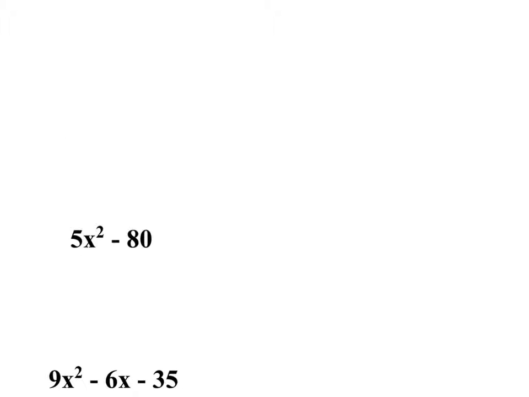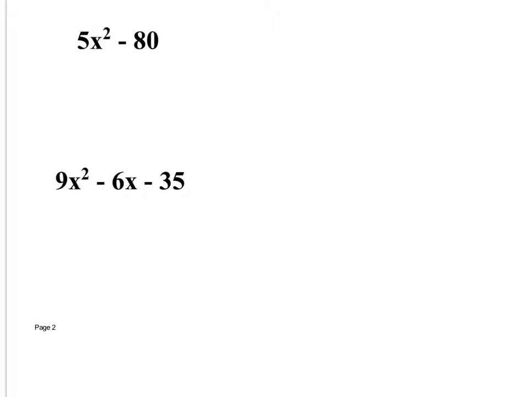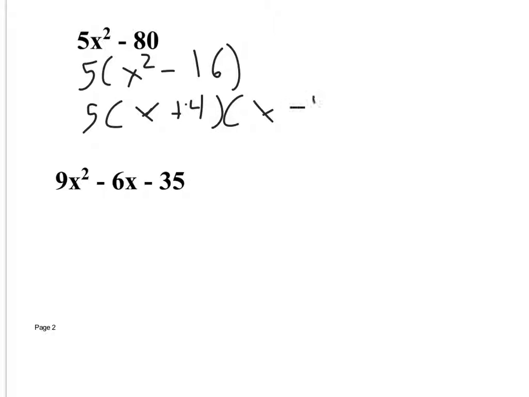All right, so write this down: 5x squared minus 80. I look and I see, oh, I can take 5 out. So I'm going to factor 5 out before I do anything. 5 times 16 gives you 80. And then look, this is the difference of squares. This lesson is going to be a combination of everything you've learned up to this point. We know how to do difference of squares. Now you get x plus 4 and x minus 4, which doesn't reduce anymore, so there's your answer.